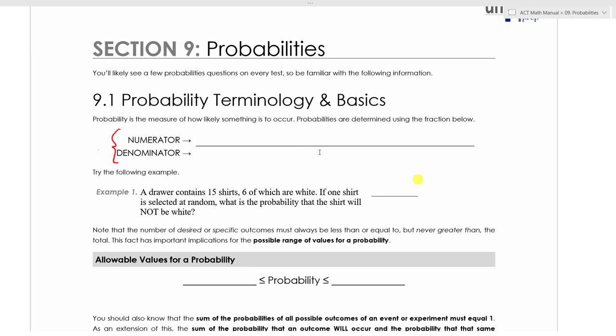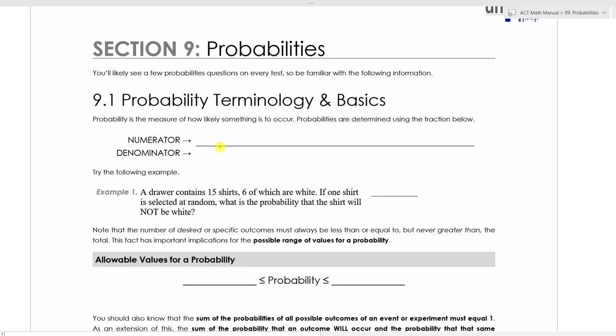This is section 9 of the ACT Math Manual. Section 9 is probabilities. This all starts on page 65 of the manual. Probabilities are very common on the test. They will show up at least a couple times on every test.